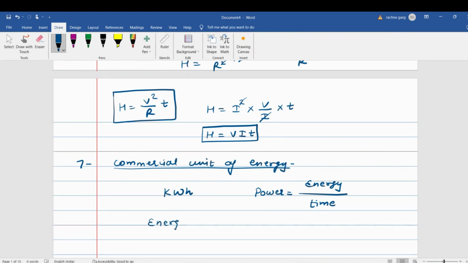Energy is equal to power into time. Now, unit of power is watt. Unit of time is second, SI unit if you take. So this is called joule. So 1 joule is equal to 1 watt into 1 second.